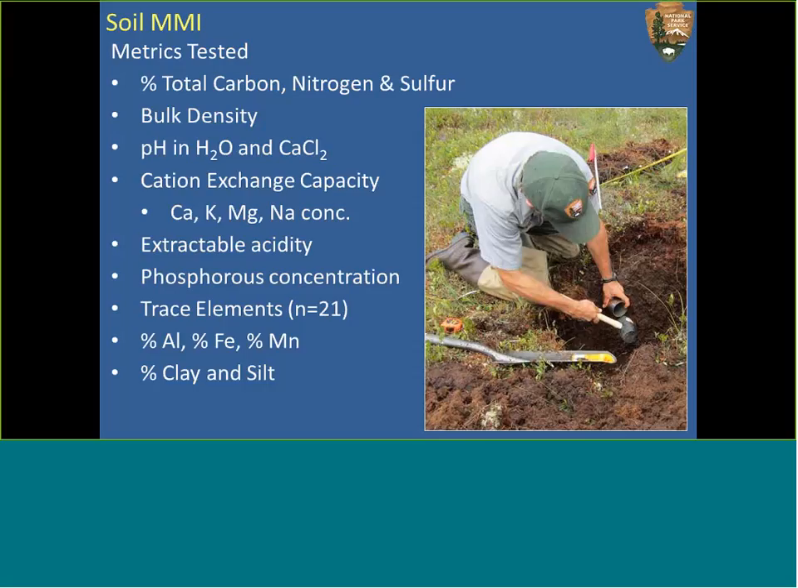Okay, for soil, I used the first soil sample collected within 30 centimeters of the surface. If a site didn't have a sample within 30 centimeters, I excluded it. I used all of the metrics that basically were provided by the NWCA data. So percent total carbon, percent nitrogen, percent total sulfur. I looked at bulk density, pH in water, pH in calcium chloride, cation exchange capacity, also concentration of cations. I looked at extractable acidity, phosphorus concentration. There were 21 trace elements that I looked at, and then percent aluminum, percent iron, percent manganese, and then percent clay and silt.